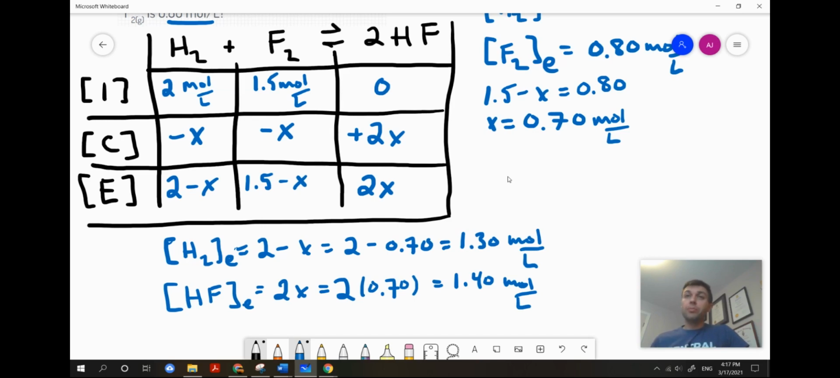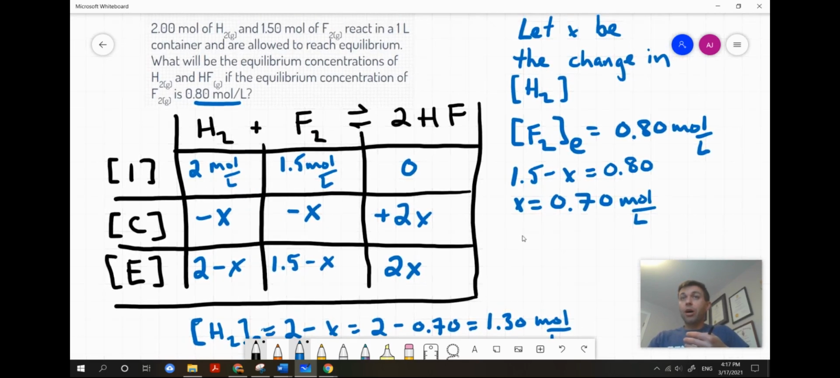Although equilibrium problems are going to get much more complex in terms of the math and some of the problem solving, the basic setup is always the same. We started off with a problem where we had a balanced chemical equation. We created an ice chart and we plugged in the information that we knew, and we used the variable x to represent the change, which is often an unknown. That change is always determined by the balanced chemical equation.